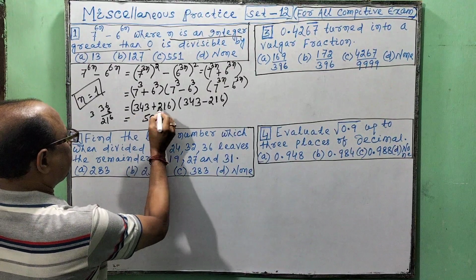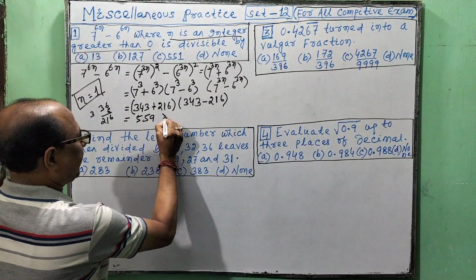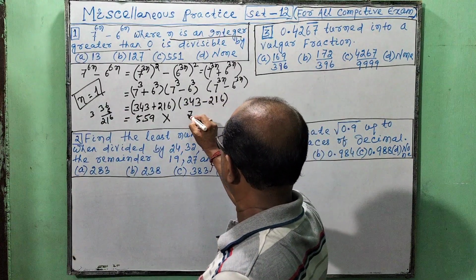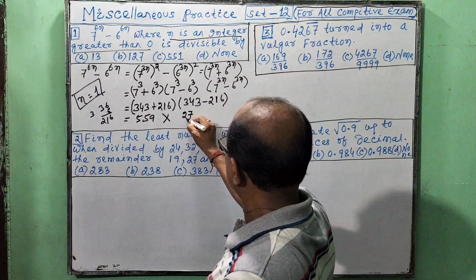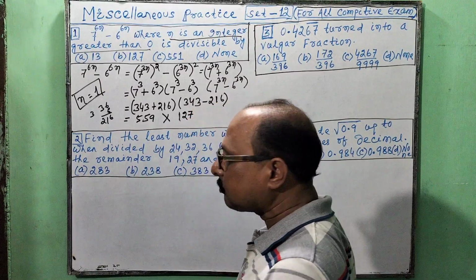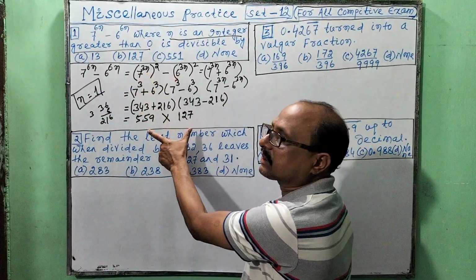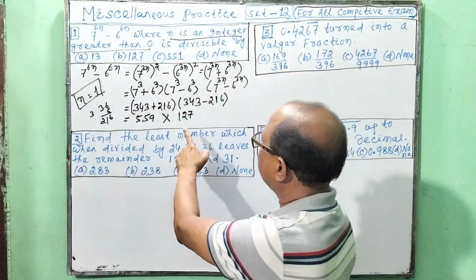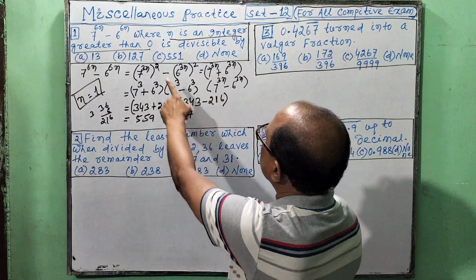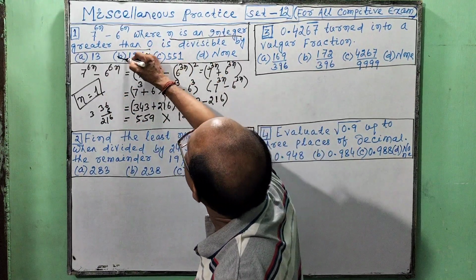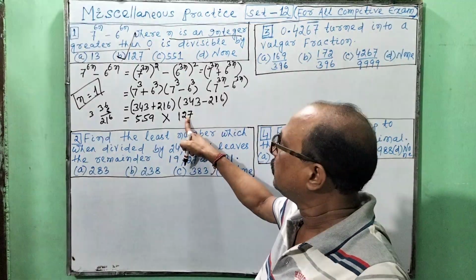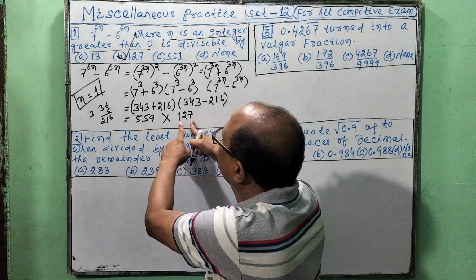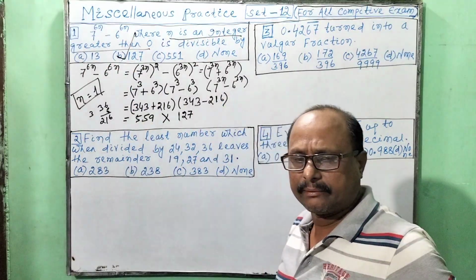So 559 into 127. This is a multiplication of 559 and 127, so it is divisible by 127 and also 559. But my answer is 127.